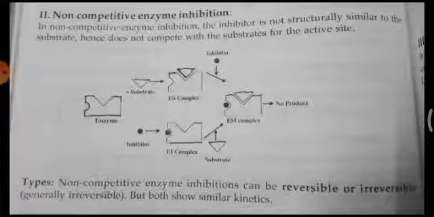Non-competitive enzyme inhibition can be reversible or irreversible, but both show similar kinetics. Reversible means the enzyme will get activated to its original form by removal of the inhibitor. Irreversible means it is completely damaged, because once the inhibitor is attached to the enzyme, you cannot remove that inhibitor from the enzyme.